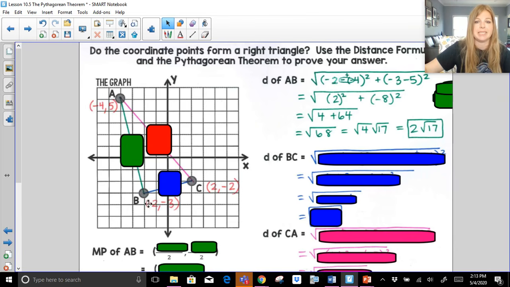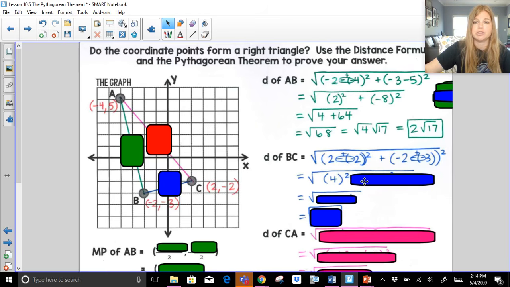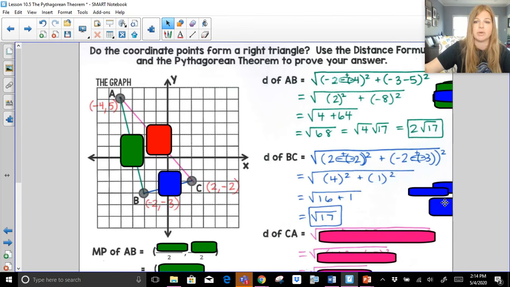Let's go from B to C now. So I subtract my x's. Again, it doesn't matter what order you subtract them in. So I do 2 minus -2, and then -2 minus -3, so I'm subtracting my y values. 2 minus a -2 really becomes 2 plus 2, which is 4 squared, plus -2 minus a -3 becomes -2 plus 3, which is 1. 4 squared is 16, 1 squared is 1, and I get the square root of 17. So this length here from B to C is the square root of 17.